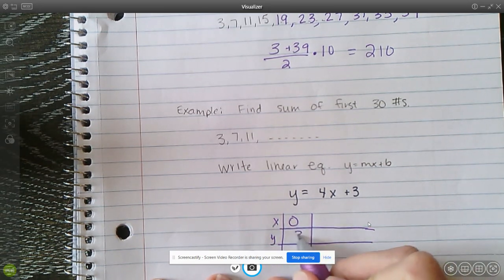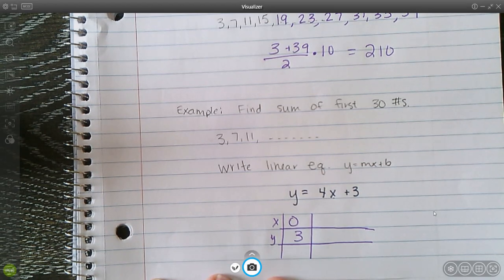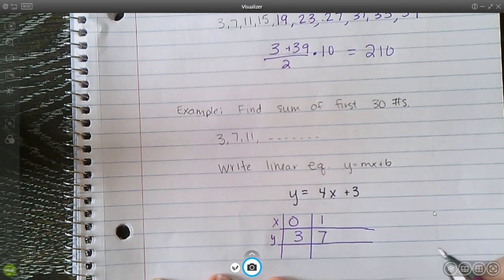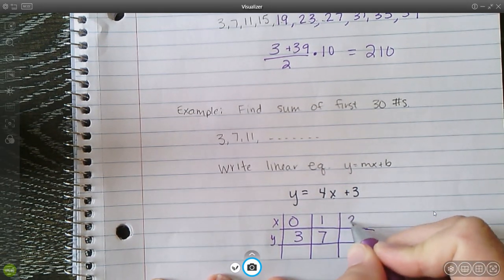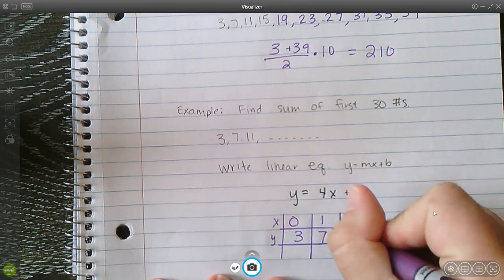If I plug in 0, I get 3. Okay, what if I plug in 1? 4 times 1 is 4 plus 3 is 7. So if I plug in a 1, I get a 7. What if I plug in 2? Well, 4 times 2 is 8 plus 3, that's 11.